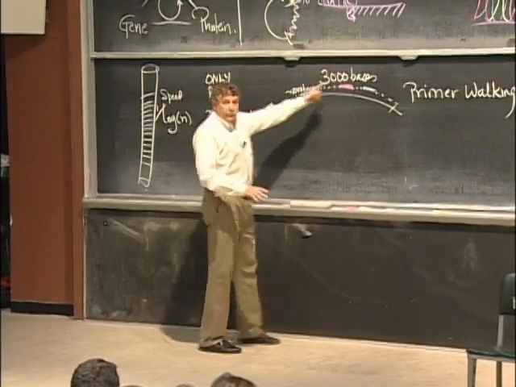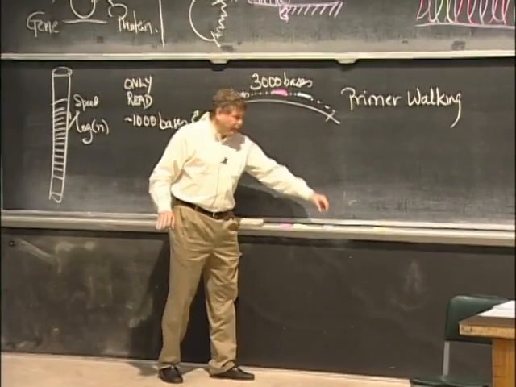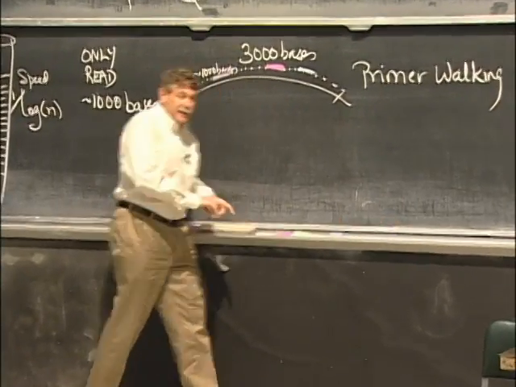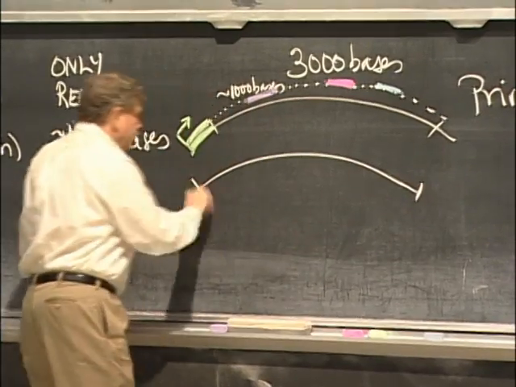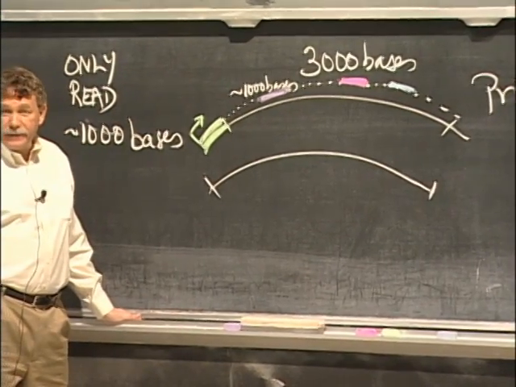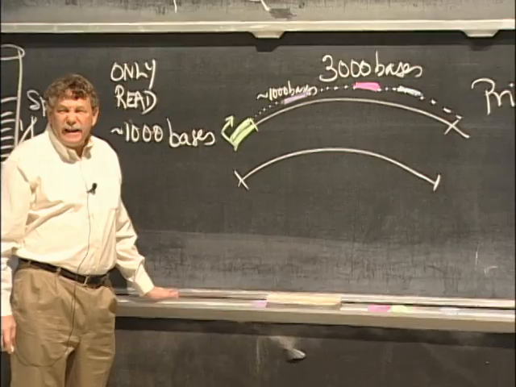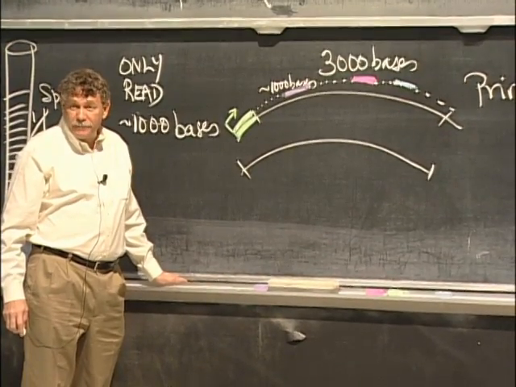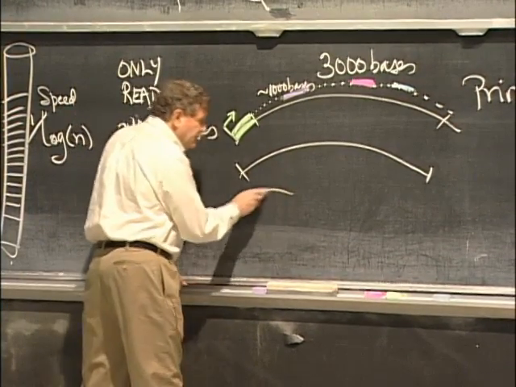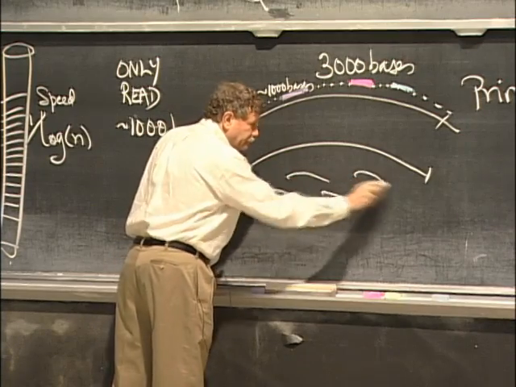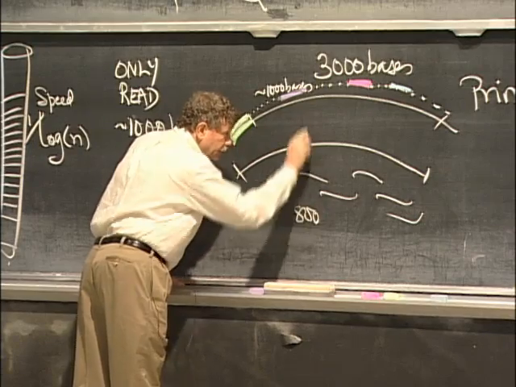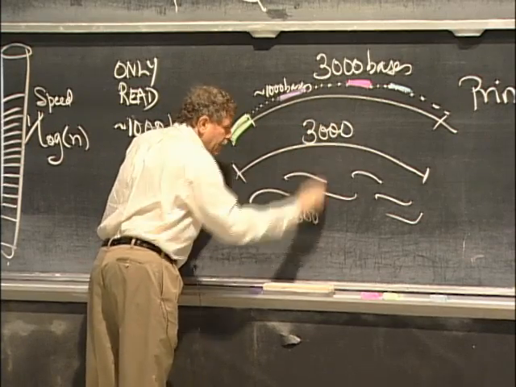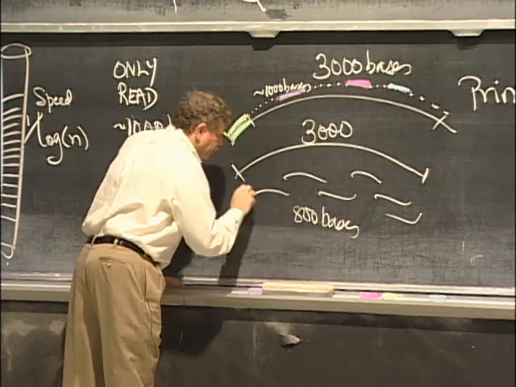I have my clone, 3,000 bases. I like my clone. I'm going to take my clone, my fragment of 3,000 bases, and maybe instead of sequencing it, I'm going to shred it up into a lot of smaller pieces. Suppose I shred this up into fragments of, say, size 800 bases. This was 3,000 bases. Now let me shred it up. I'll just pick 800 as a number into a lot.